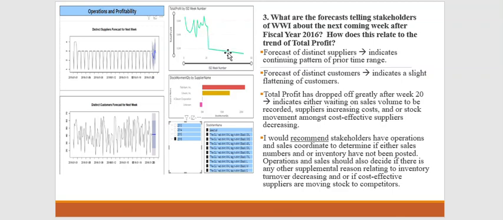This could indicate that maybe there's some increased costs from suppliers. Maybe our inventory is sitting too long, in which case we'll want to audit the inventory turnover, or perhaps the fiscal year is just not over yet, or there are still some outstanding invoices or reporting that needs to be done. So I would recommend stakeholders have sales coordinate with the operations team to determine what reasons and supplemental reasons are causing this drop off in profitability.